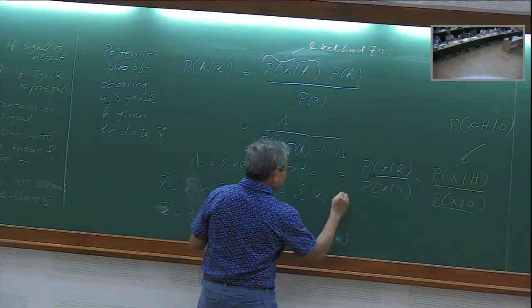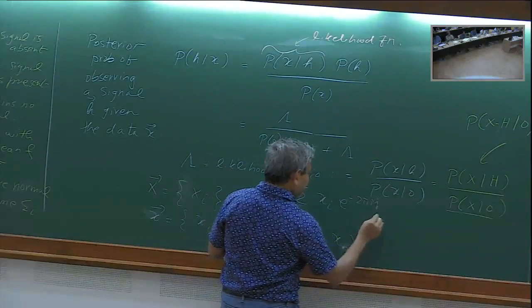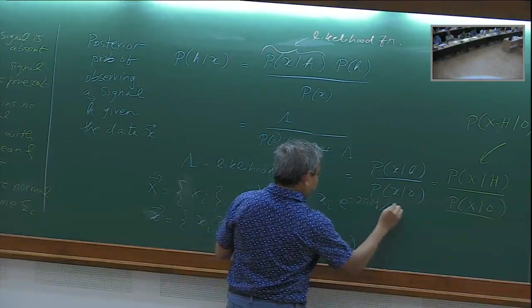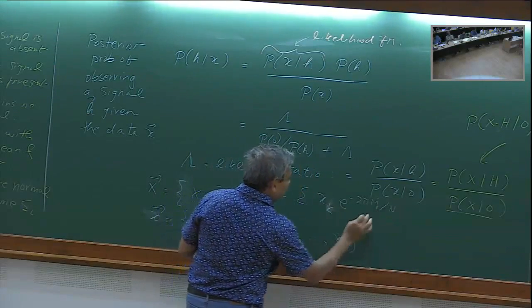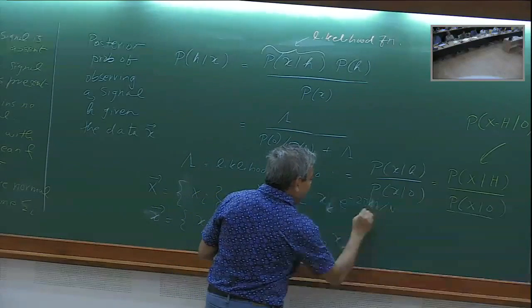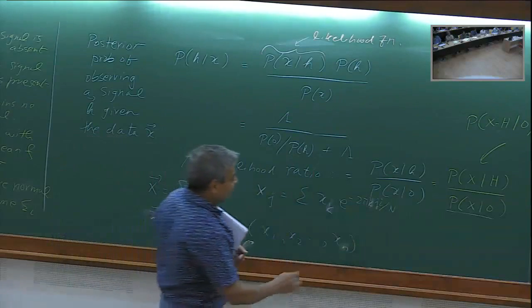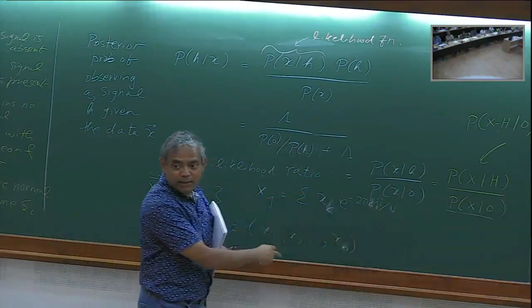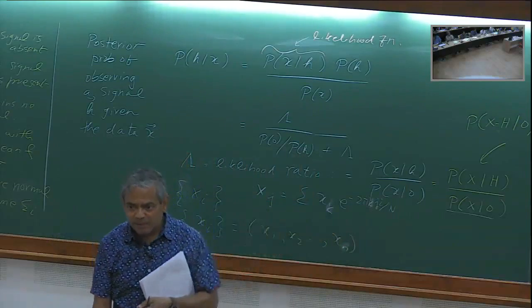Xi e to the minus 2 pi i j divided by n. That i is not a good way, we need also an i which is the square root of minus 1. Okay? That's the Fourier transform. So these xj's are nothing but the Fourier transforms.